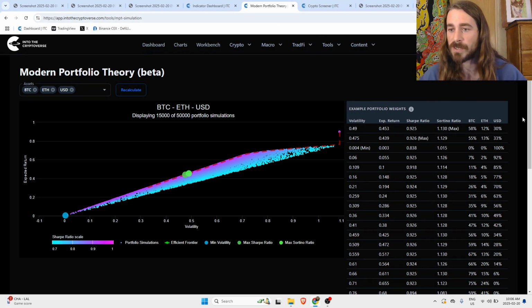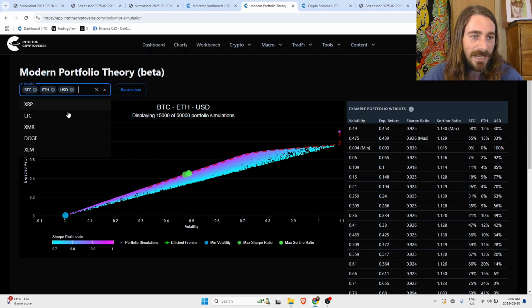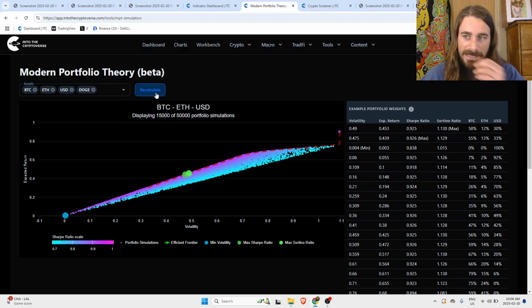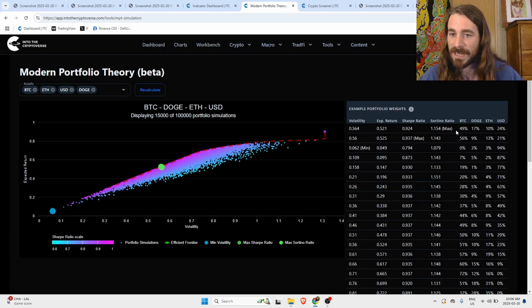So this is a good little tool. We can come here, plug in different assets. There isn't a ton of options right through here. So if I add Doge right now as well, let's say you want some exposure to Doge, what is the best risk-adjusted modern portfolio? We see here 50% Bitcoin, 17% Doge, 10% ETH, and 25% cash. So you do see as you add different assets, it changes the allocations, but ultimately aiming for that max Sortino ratio and max Sharpe ratio.